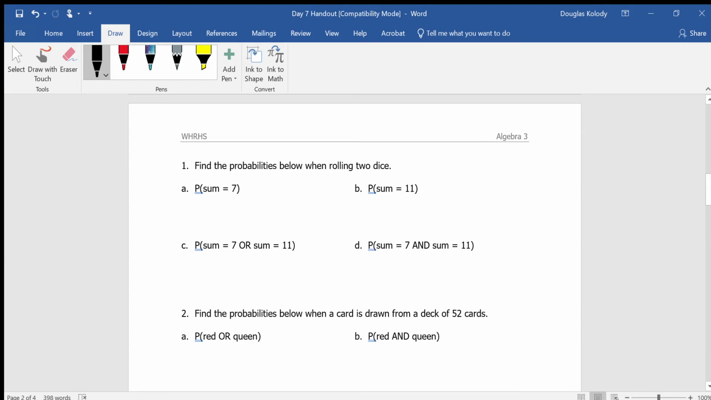Find the probabilities when rolling 2 dice. Once again, have your 2 dice chart handy. The probability of rolling a 7.